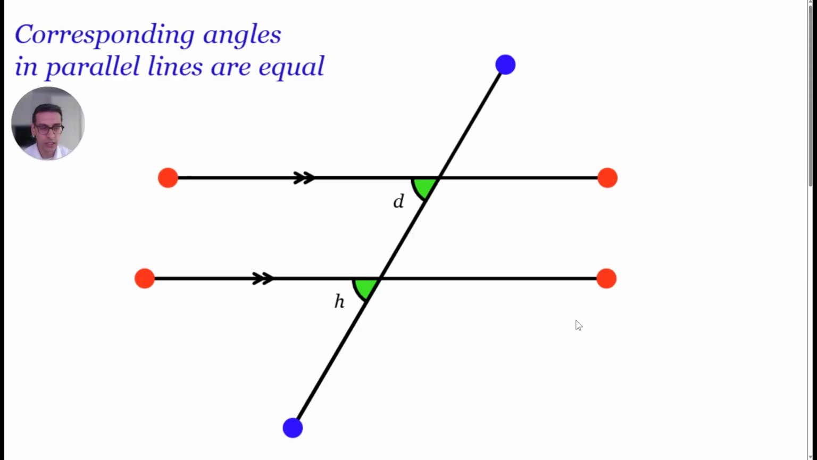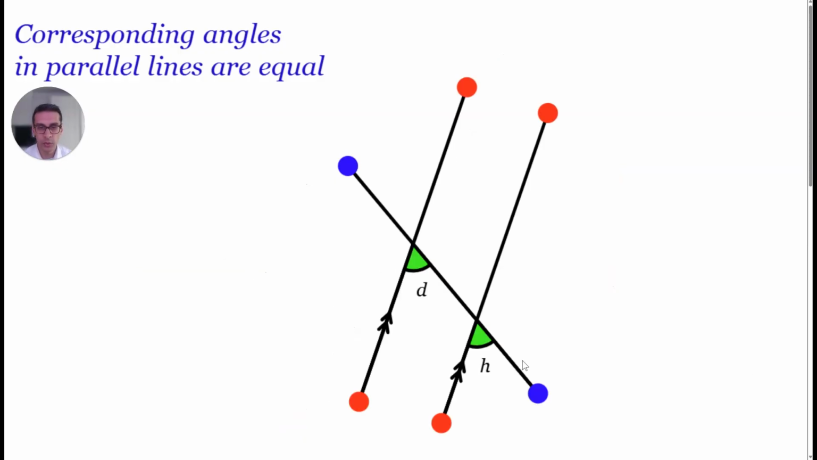Now remember, parallel lines don't always have to be going horizontally across the page. You can also get angles like this, for example. So you can see we've got parallel lines, the two lines with the red dots at the end, and the corresponding angles are already labeled for you. Now there's four pairs of corresponding angles.